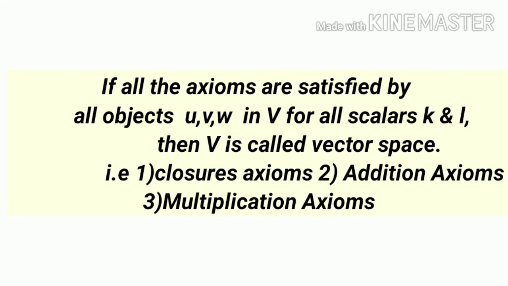There are three axioms. First one is closure axioms. Second one is addition axioms. Third one is multiplication axioms. If these three axioms are satisfied by all objects vector u, vector v, vector w in capital V, and for all scalars k and l, then capital V is called a vector space.